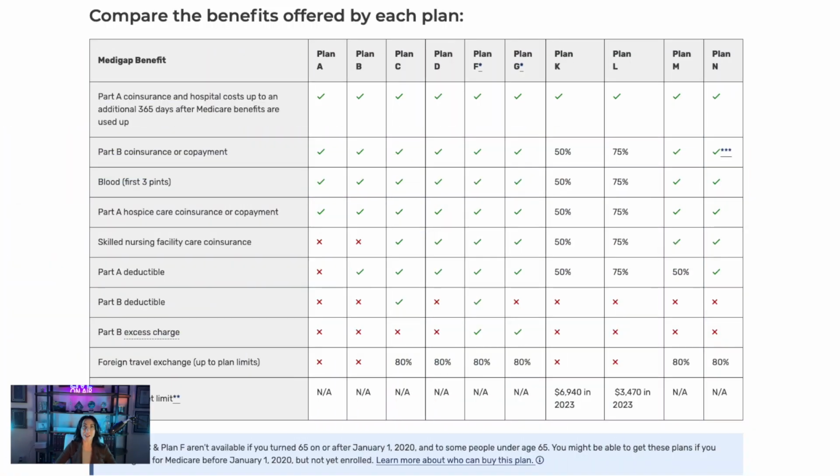So let's dive in. Plan G and Plan N both provide valuable coverage that supplements original Medicare. They both cover the 20% gap after original Medicare pays the first 80% of anything that your doctor orders for you and deems as medically necessary, ensuring that you have comprehensive coverage for your health care.